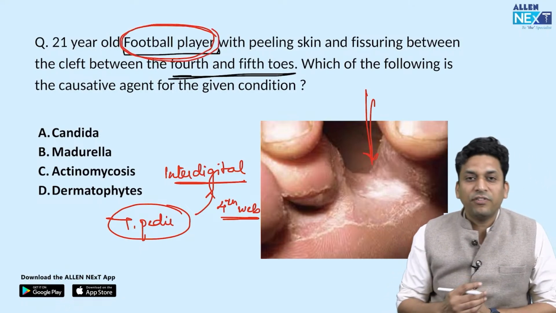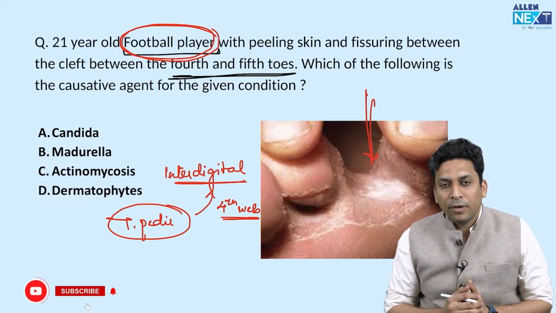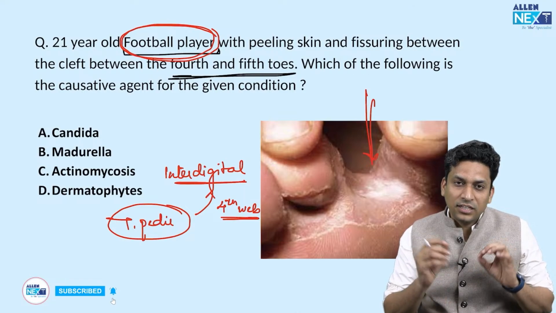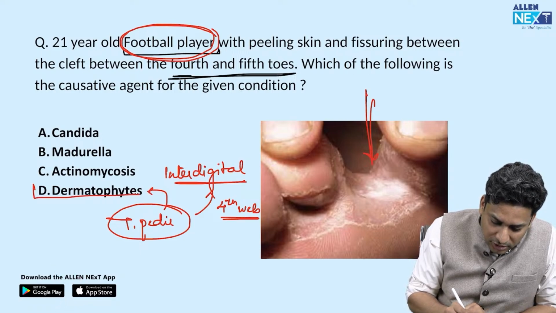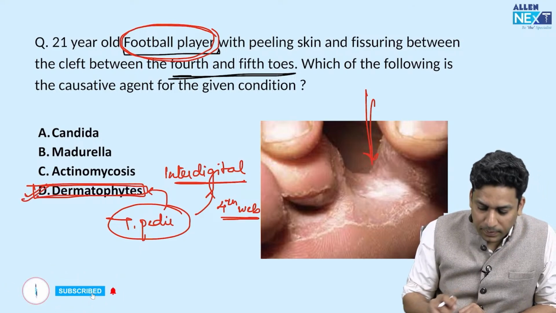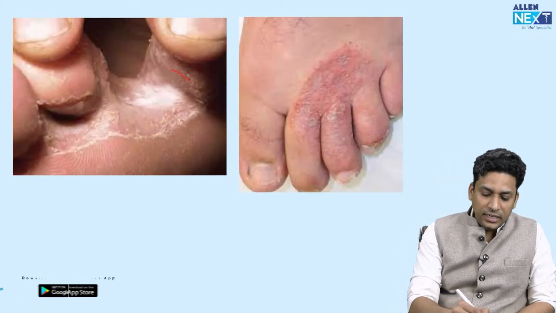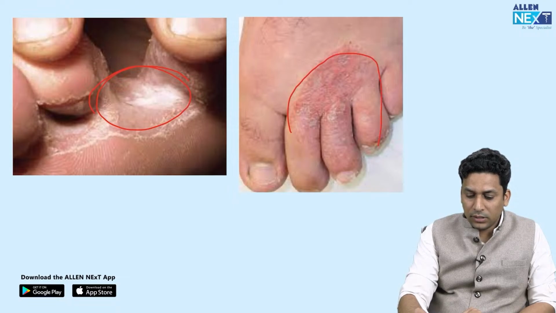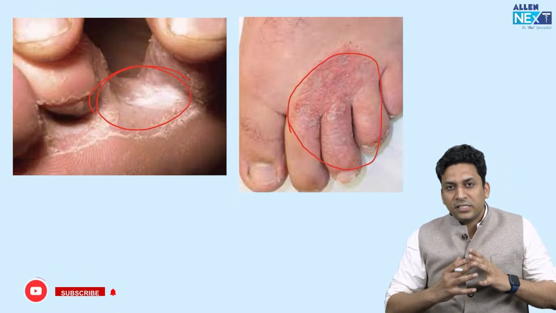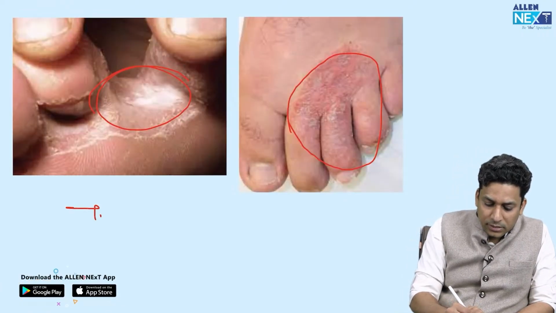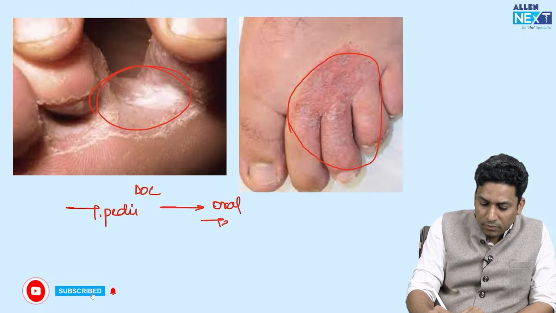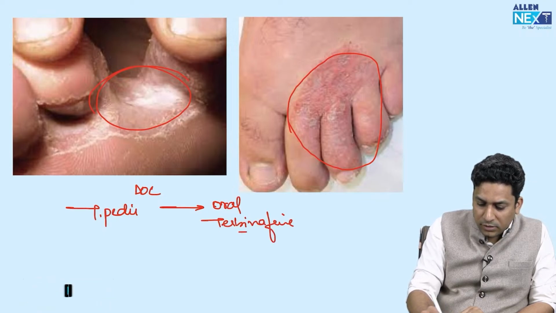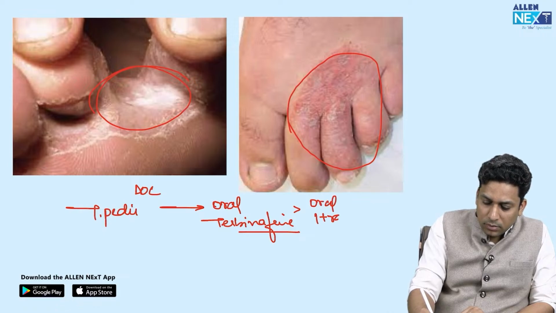Why athlete's foot? Because it is very commonly seen in athletes like football players, because they keep on wearing their shoes for many hours in a day. So they develop tinea infection over their web spaces. Tinea is caused by dermatophytes. So that's why the answer is dermatophytes. Here again you can see tinea infection, and sometimes it might progress to involve the skin as well. So it starts from the web spaces and then it might progress. In tinea pedis, again the drug of choice is oral terbinafine. If it is not there, then oral itraconazole.